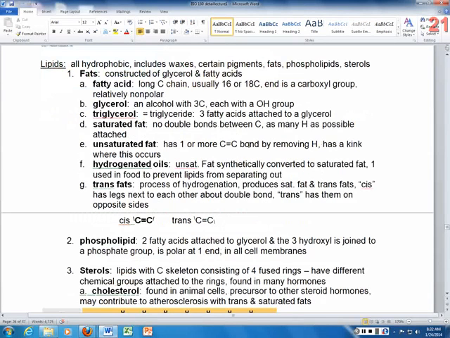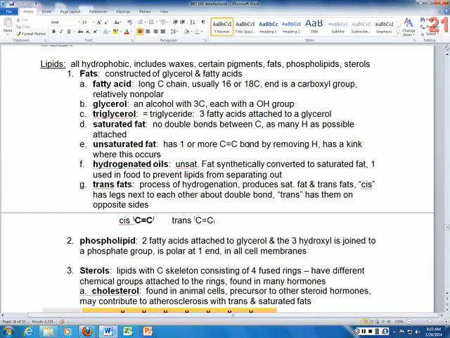So your lipids, these are all going to be hydrophobic. It's going to include waxes. Some of your pigments are lipids, fats, phospholipids, and sterols. Fats are going to be constructed of a glycerol and fatty acids. Most of the time in humans, they're going to be in the form of a triglyceride, where you'll have 3 fatty acids attached to a glycerol.